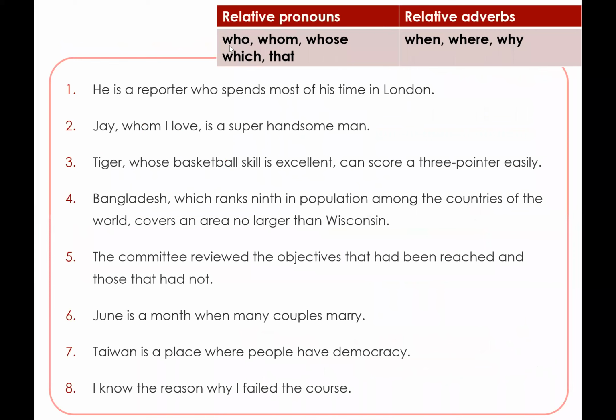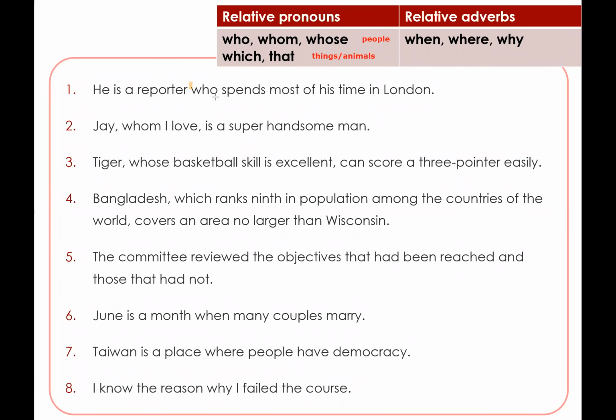So now you can see on the screen, we have relative pronouns again. That's a reminder: who, whom, whose for people; which, that for things and animals; and of course, when, where, why for time, place, and reason. So let's try to identify our adjective clauses in the following example sentences.